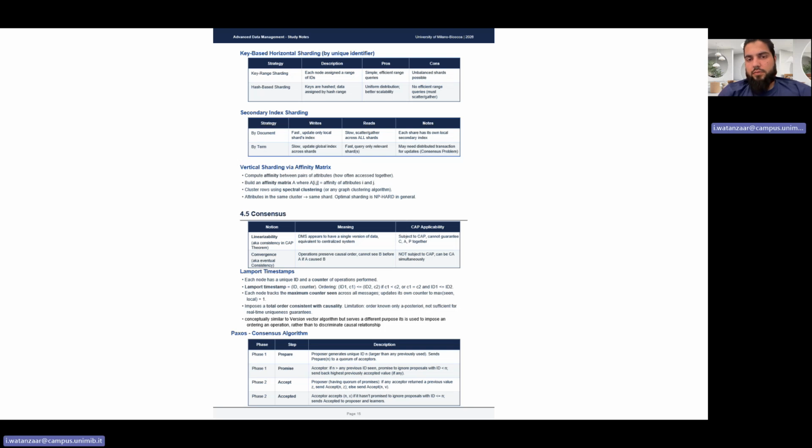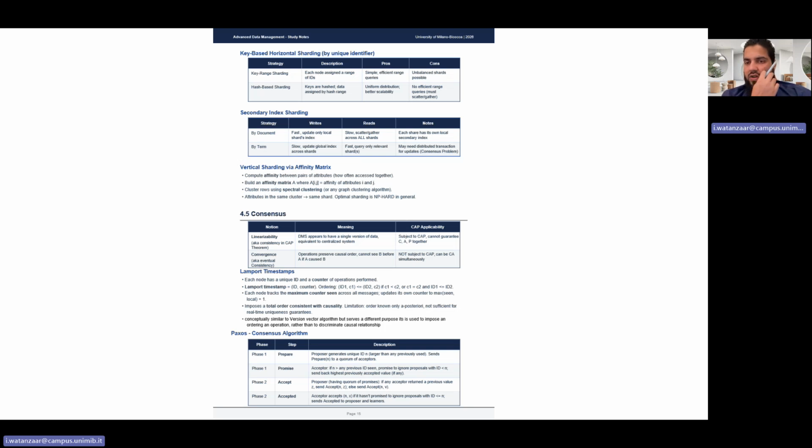So let's start. What are Lamport timestamps? Each node has a unique ID and a counter of operations performed. In Lamport timestamps, the ID and counter should be in order, like (ID 1, counter 1) should be less than or equal to (ID 2, counter 2), and the same for all of them. Each node tracks the maximum counter seen across all messages, updates its own counter to the maximum seen locally plus 1, and imposes a total order consistent with causality. So they need to be in order, and they need to be causal also.